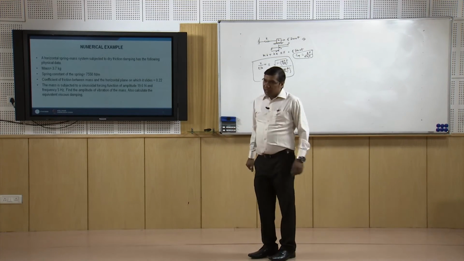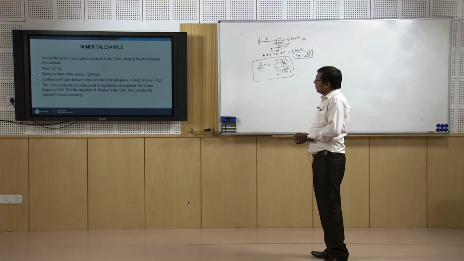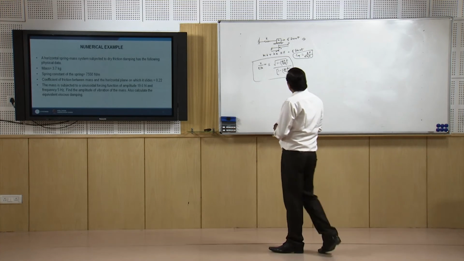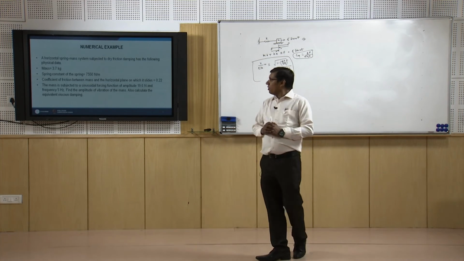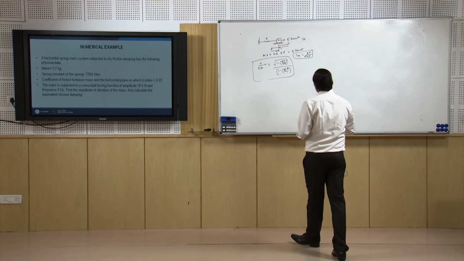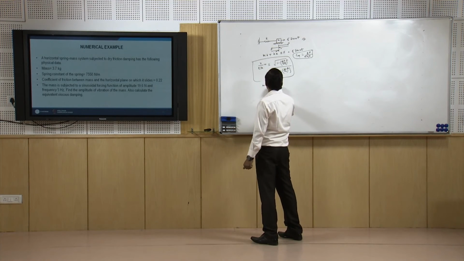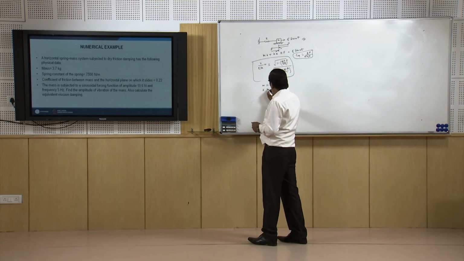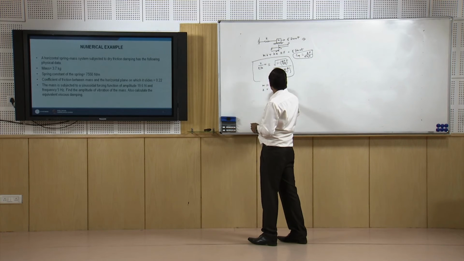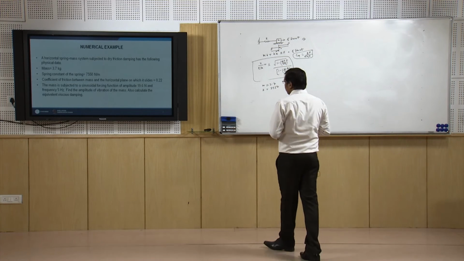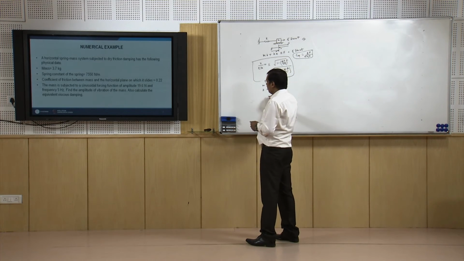So it is said that there is a horizontal spring mass system. So we have made this system here that is subjected to dry friction damping and has the following physical data. So mass is 3.7 kg. So here we have m equal to 3.7 kg. Spring constant K equal to 7550 Newton per meter. Coefficient of friction between the mass and the horizontal plane is 0.22.